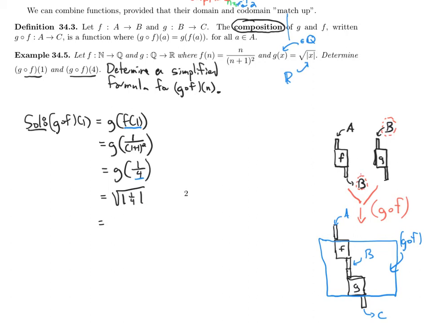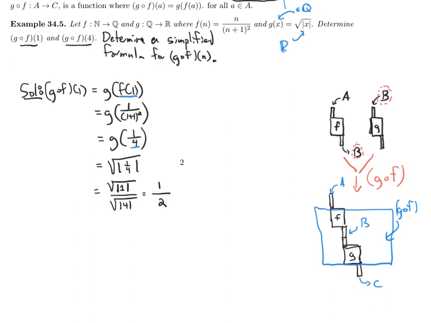So this is going to be the square root of the absolute value of 1 over the square root of the absolute value of 4. Well, the absolute value of 1 is 1. 1 times 1 is 1, so the square root is 1. And with 4, the square root of 4 is 2. So we have g of f of 1 is a half.